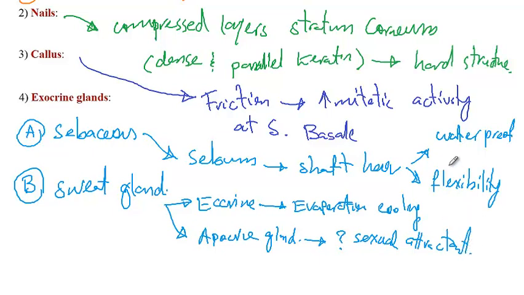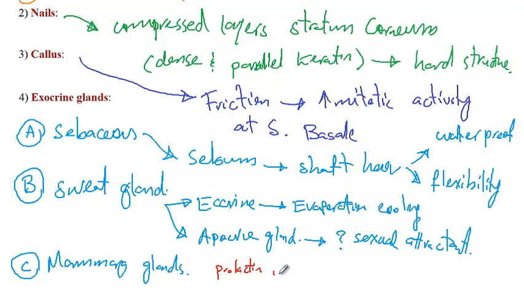And then finally, we have mammary glands, which are located in the breast, and their function is to produce milk. So let me ask you a question. Which hormone was inducing the mammary glands to produce milk? Prolactin. And then which hormone was inducing secretion of milk by inducing contraction of the myoepithelial cells in the ducts of the mammary glands?